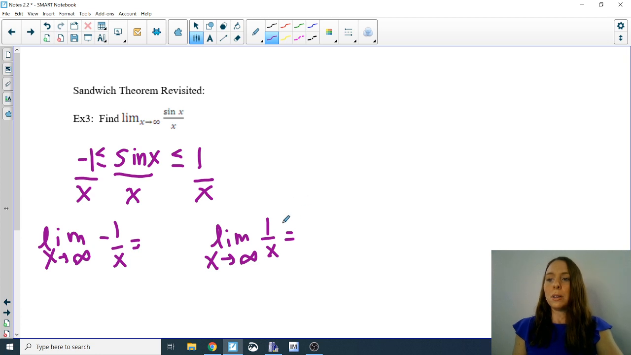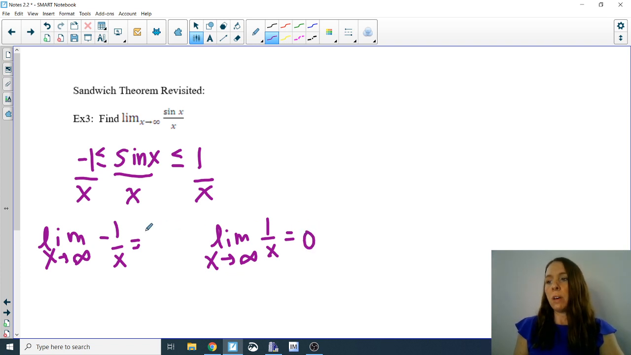So we already did this one, the limit as x approaches infinity of 1 over x. It was just in n form. It was number 1 in the warm-up. Remember we said let n equal 1, 10, 100, and what we saw was that our 1 over n, or in this case just 1 over x, is going to 0.